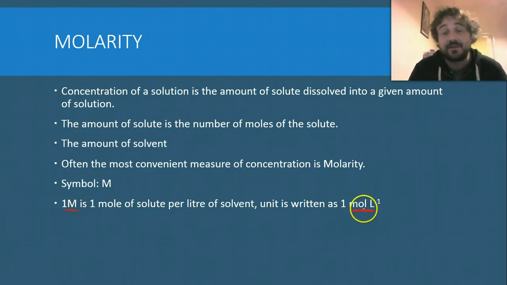Okay, this is a better way of writing it because it tells you exactly what it is. It's 1 mole per litre. This minus 1 means per, so another way to write that is 1 mole per litre. Okay, obviously it's like super neat and awesome, but you get the point.